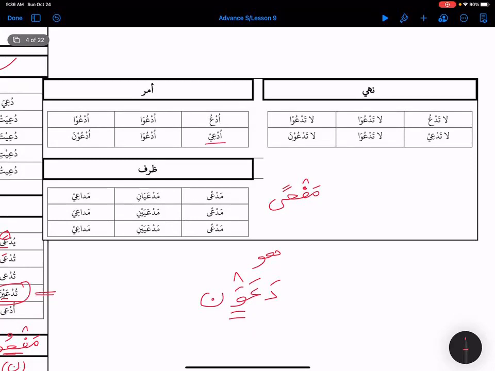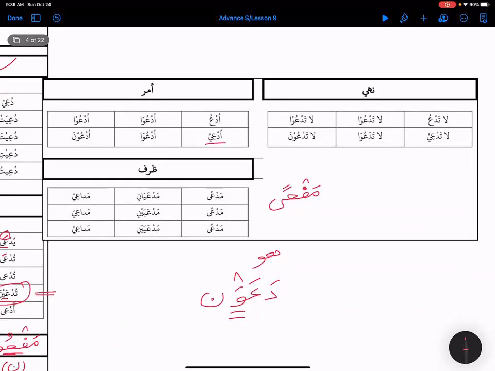How are we going to translate ud'i? It's like a command. You lady, call. I mean, that is in brackets. Yes. So you call. Okay, very good.